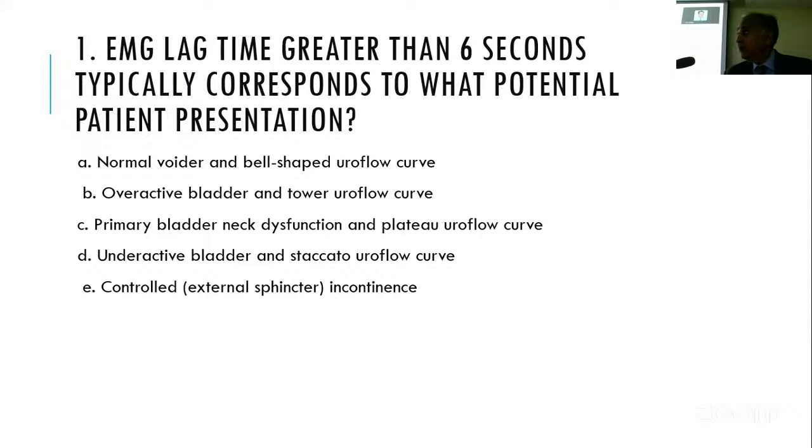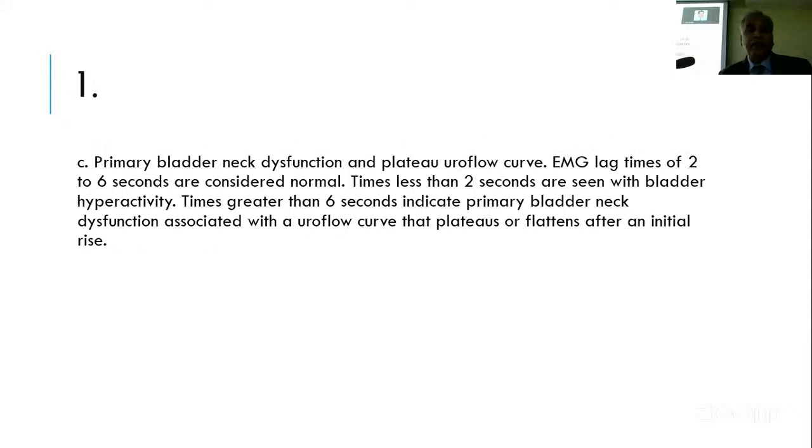Okay, so do you agree? Primary bladder neck dysfunction and plateau uroflow curve. EMG lag times of 2 to 6 seconds are considered normal, times less than 2 seconds are seen with bladder hyperactivity, and times greater than 6 seconds indicate primary bladder neck dysfunction, associated with the uroflow curve that plateaus or flattens after the initial rise.